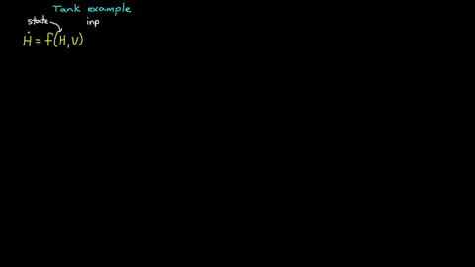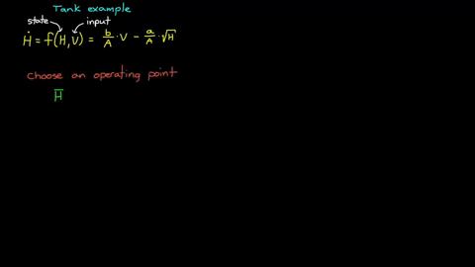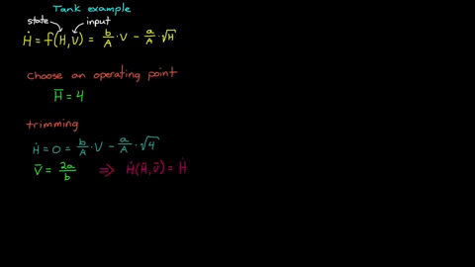Remember, h dot, which is a function of state h and input v, was given as this nonlinear equation. So let's linearize it. First we choose an operating point, and I'll stick with h bar equals 4 to make it similar to the last problem. Now we can trim the system so that h dot equals 0 by setting h to the operating point and solving for the input. And we get v bar is 2a over b. And with these values, the function evaluated at the operating point equals 0.